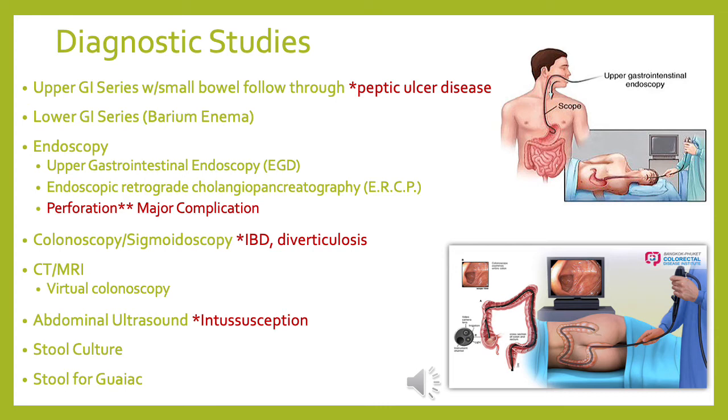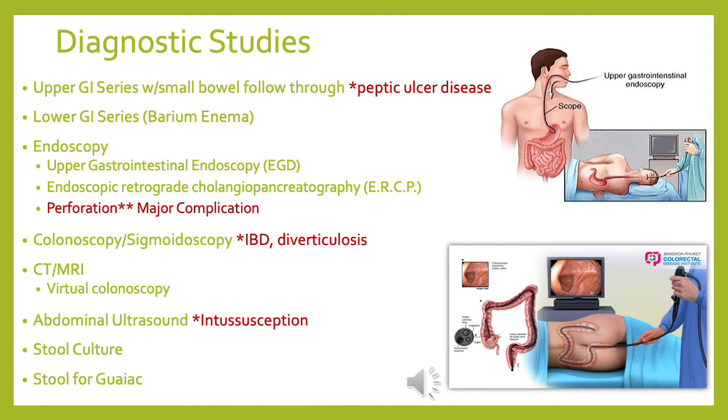So starting with the upper GI series with a small bowel follow through. This is usually done with contrast, or barium, which is typically used. What happens is the client drinks the barium ahead of time, and then they go for a series of x-rays, and that's going to look at the GI tract and follow the barium as it goes through the system.